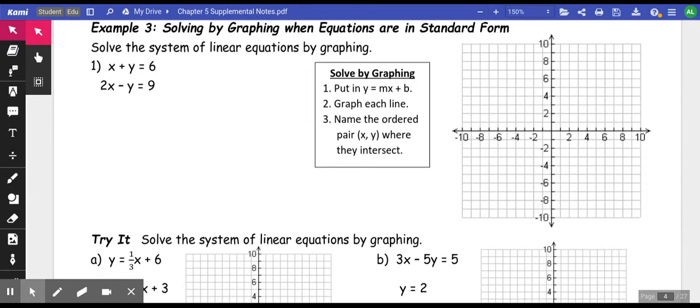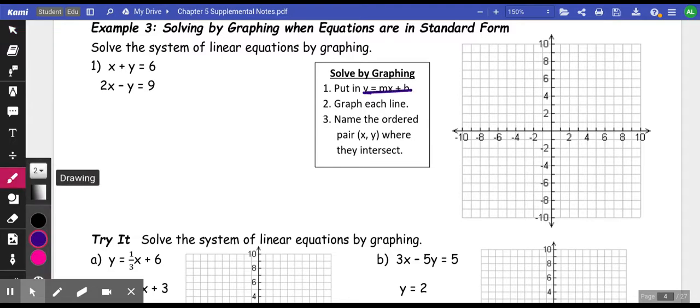All right, so now we've got a couple equations that are not in just slope-intercept form, they're in standard form, so we know we have to do a little bit of algebra, move some stuff around, and then we can get our equations here in slope-intercept form. So we know that's our first step. We want to put it in that y equals mx plus b format.